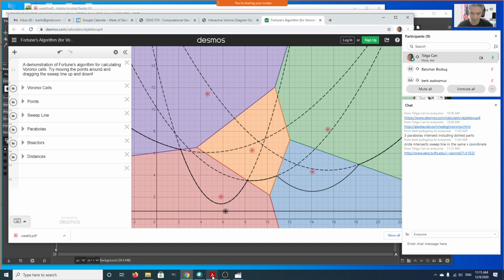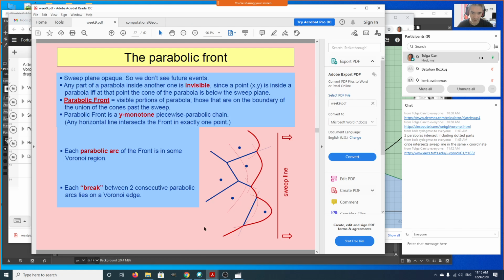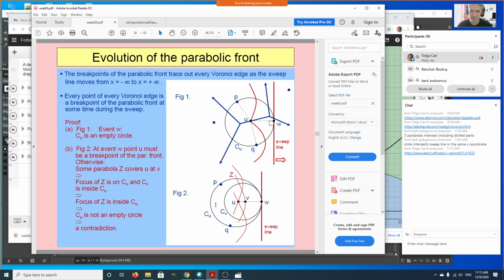Now, let's go ahead and take a look at the pseudocode. It is not given on the slides. This one just describes again what a circle event is. As you can see, in a circle event, we determine a vertex of the Voronoi diagram.